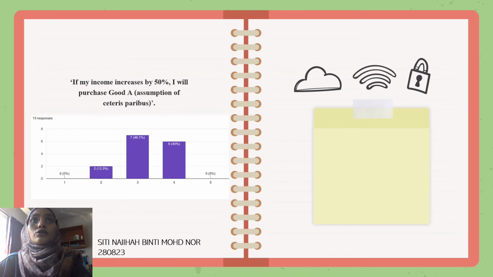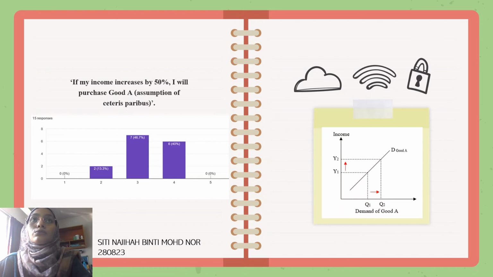So changes in consumer income can affect consumer demand for goods and services. If income increases, the purchasing power of consumers increases, and this will directly increase the demand for good A. Increased income will change the quantity demanded for good A. Income increases from Y1 to Y2, causing the quantity demanded of good A to increase from Q1 to Q2. This is due to the rise in consumer purchasing power, which leads to increased purchases by customers.